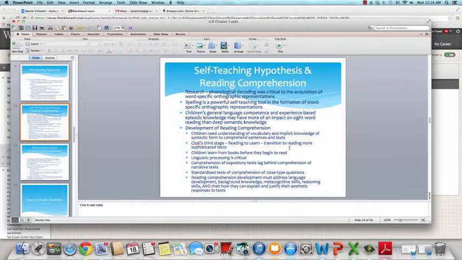But reading comprehension development must address language development, background knowledge, metacognitive skills, reasoning skills, and how children can explain and justify their aesthetic responses to text, what they're feeling. And Common Core is moving towards this.